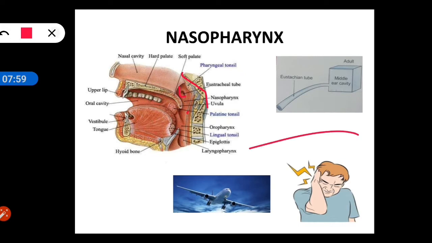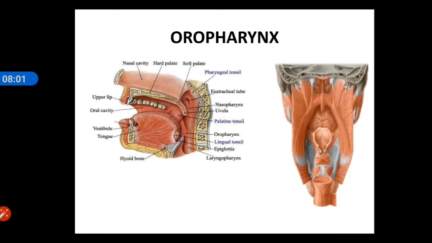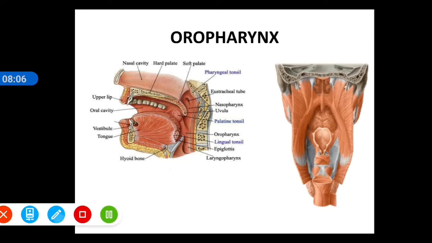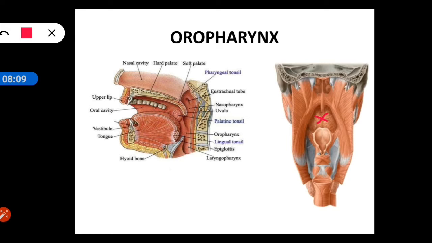Now next we will see the oropharynx. As already discussed, the pharynx communicates with the oral cavity through the oropharyngeal isthmus. The boundaries are the soft palate and the dorsal surface of the posterior one-third of the tongue. On either side, we have the palatoglossal arch. So this is the oropharynx. The pharynx communicates with the oral cavity through the oropharyngeal isthmus. Now we will see the features of this oropharynx.